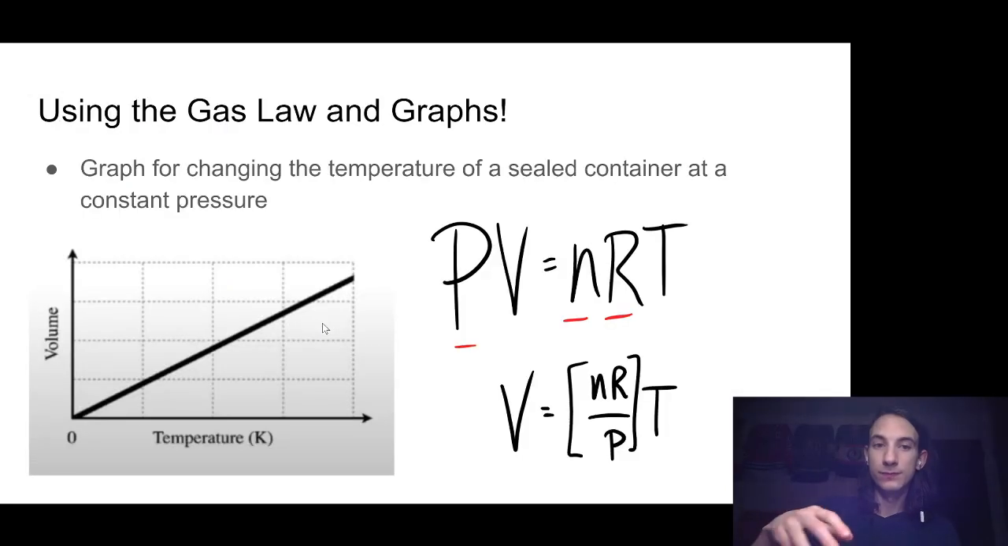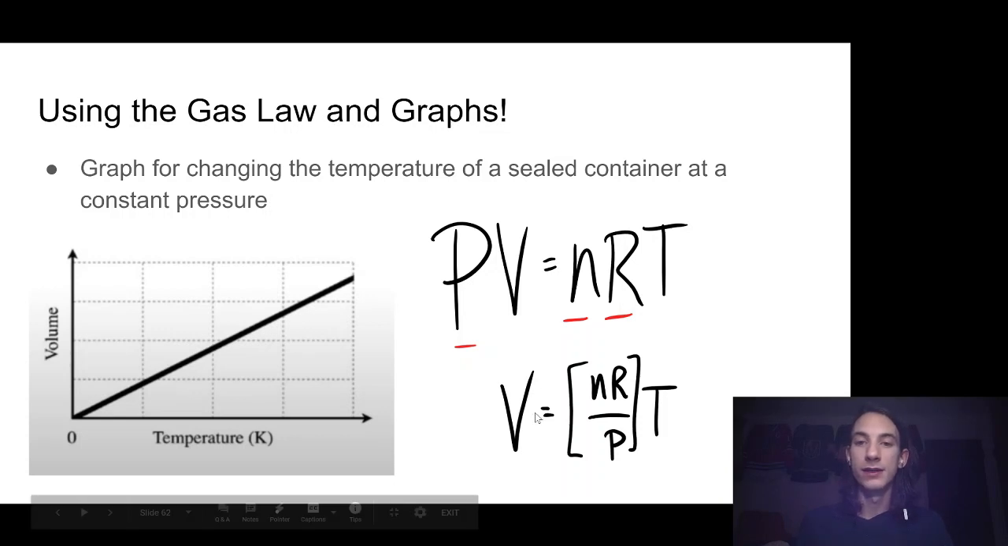All right, and then another situation, graph for changing the temperature of a sealed container at a constant pressure. So if we are changing the temperature, the particles are getting faster, and then the volume is going to increase. They're able to push on our container and change the volume of it. So in this case, P, N, and R are going to be constant. So then we can set this up and say V is directly related to the temperature.